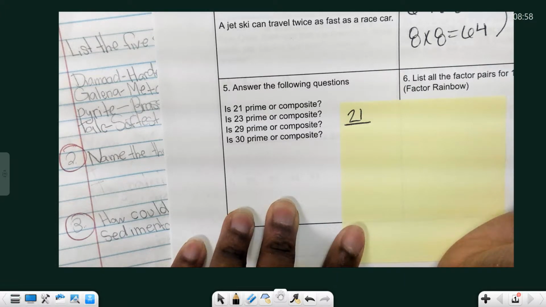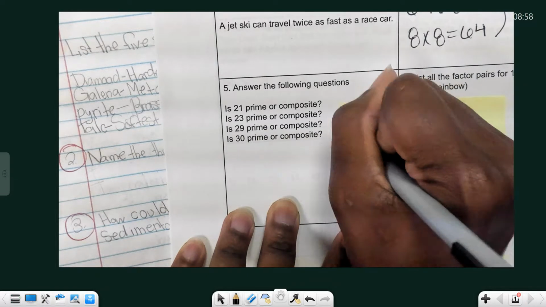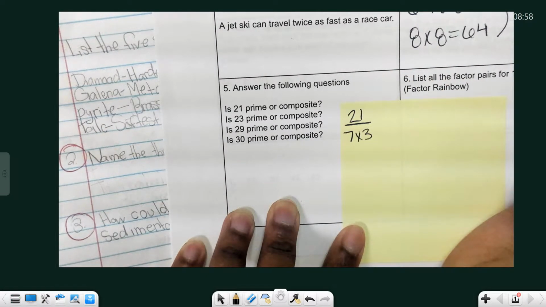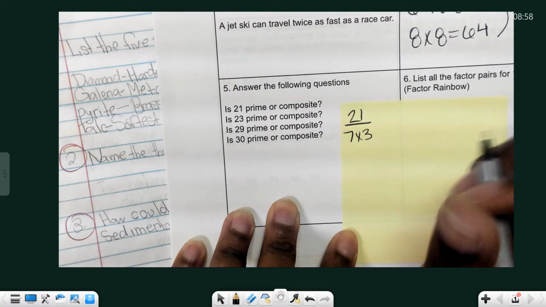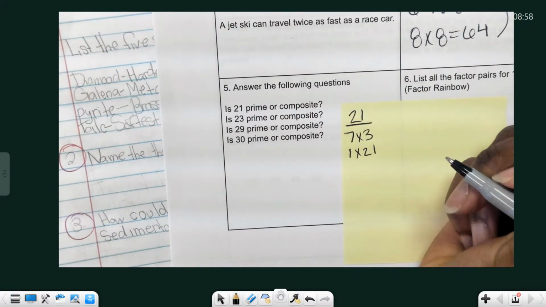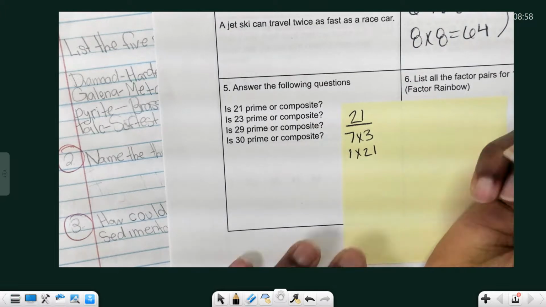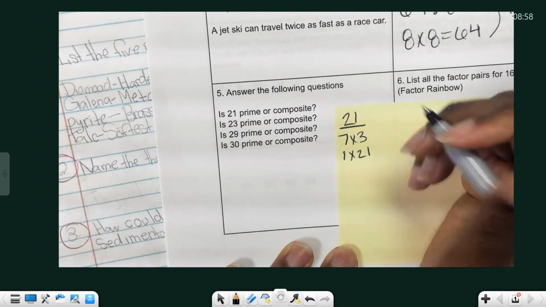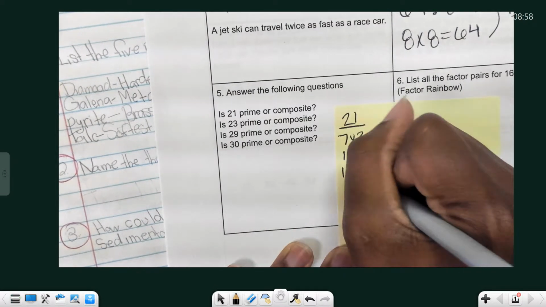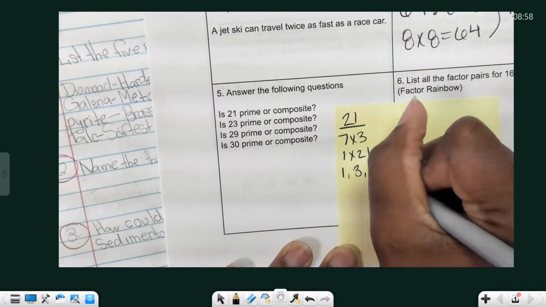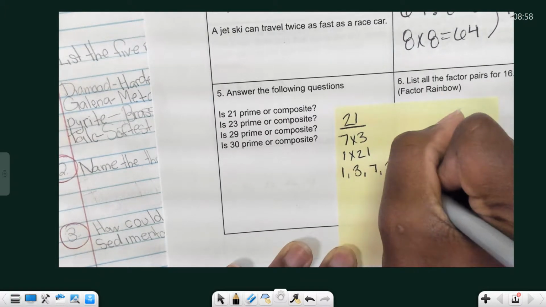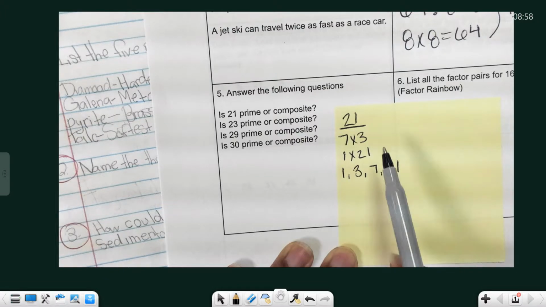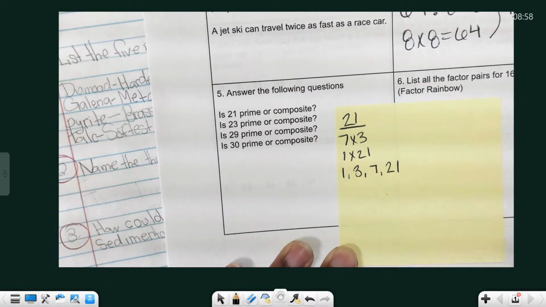7 times 3. 1 times 21. Anybody else have anything else? All right. So if we list these in order from least to greatest, we have 1, 3, 7, 21, and that's more than 2 factors. So 21 is composite.